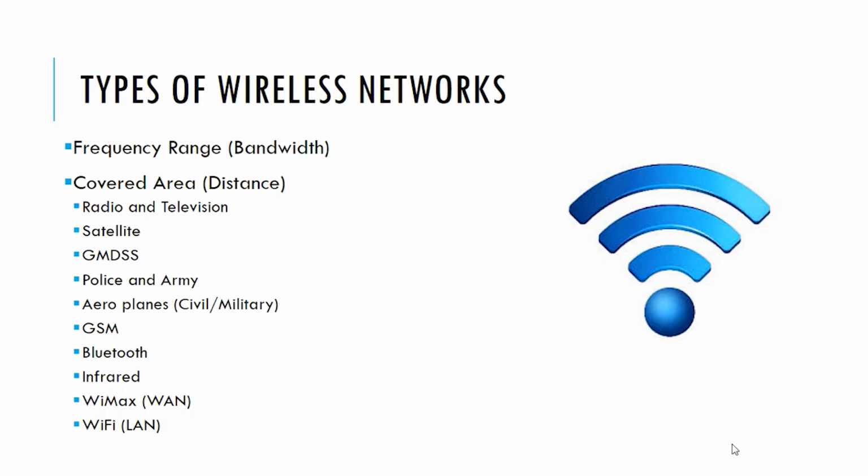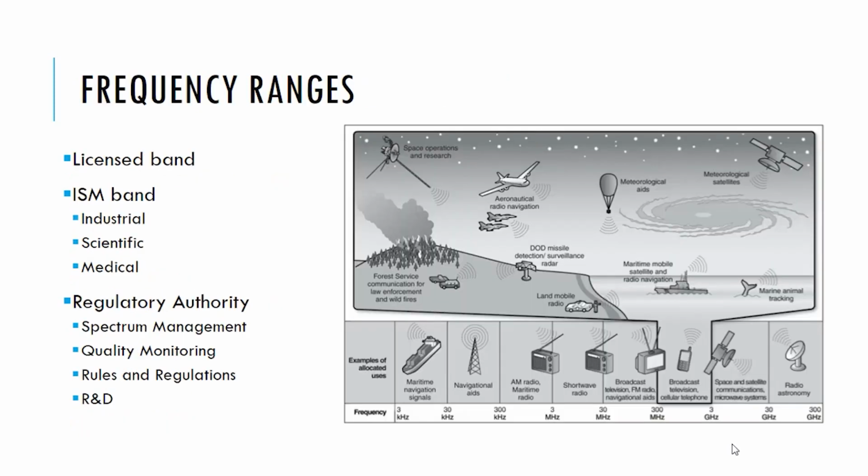We have the WiMAX, which is a WAN technology for transferring data. And finally, we have the Wi-Fi, which is a LAN technology for transferring data. And the Wi-Fi is the core of our section here.